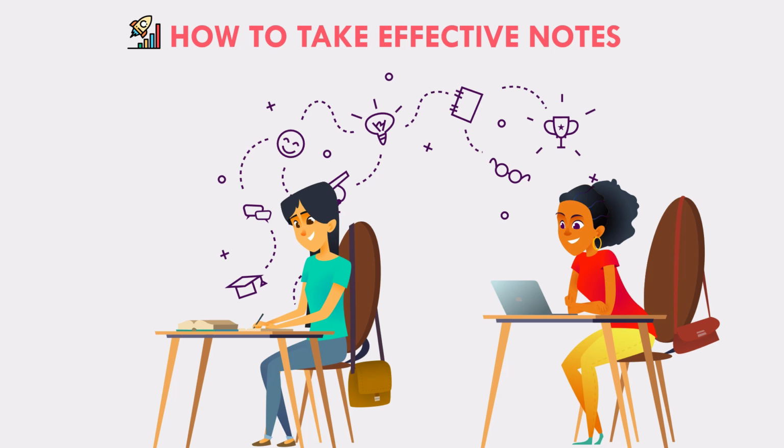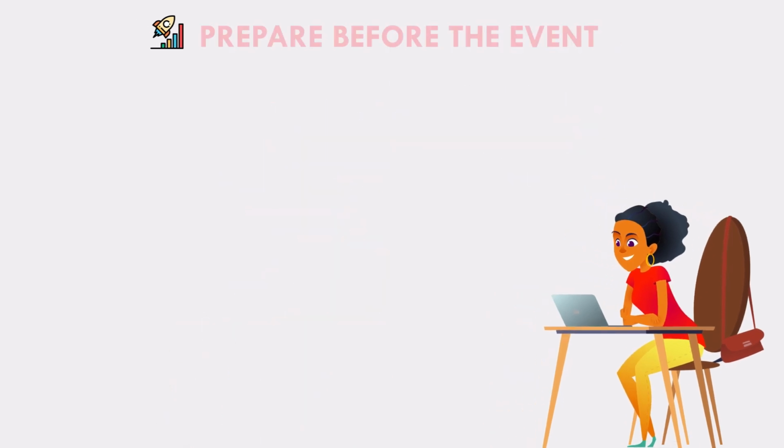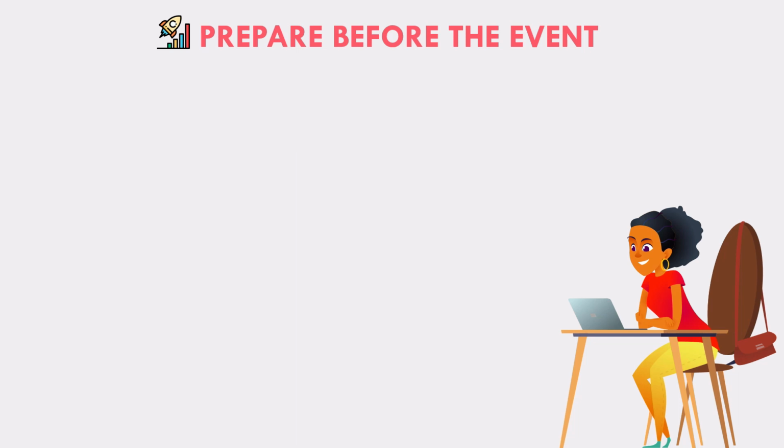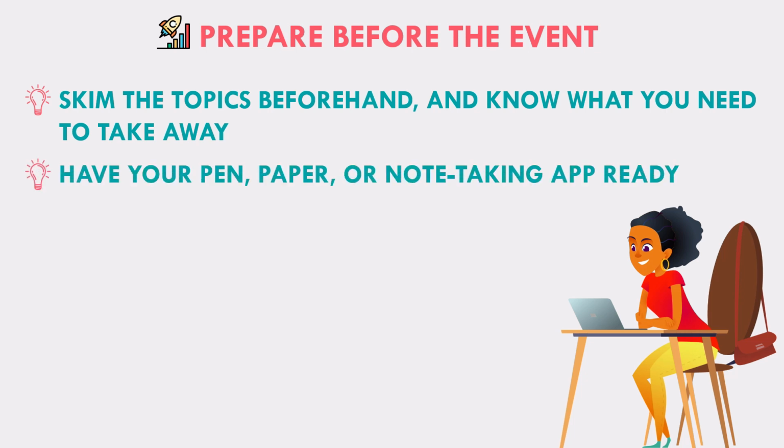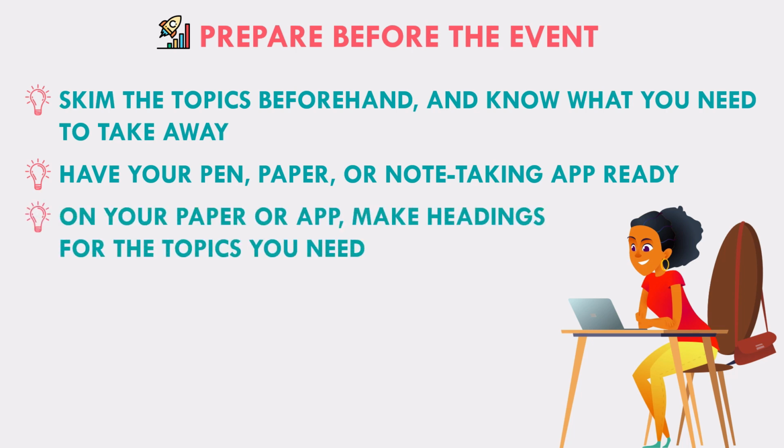First, you have to understand that note-taking starts before the actual event. You have to prepare. The first thing to do is to skim the topics beforehand, the topics that are going to be covered, know what you need to take away, and also create a list of questions for yourself. And of course, have your pen, paper, or your note-taking app or computer ready, whatever is comfortable for you to take the notes. And on your paper or app, make headings for the topics so that you kind of know where everything goes and you're already expecting something.